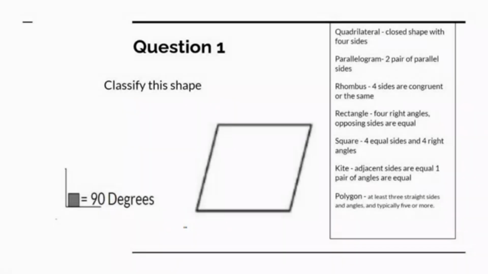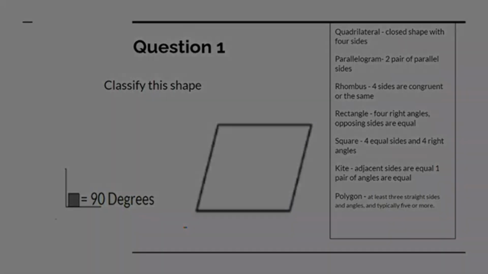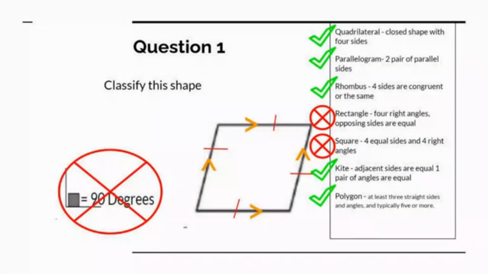Okay, boys and girls, now it's time for you to try it. Question 1, classify the shape by first scoring the shape. Then, match as many of the attributes from the box on the right to this shape. Pause this video and try this out. I'll be back with the answers. Okay, ready? Here you go. How did you do? I bet you did great.